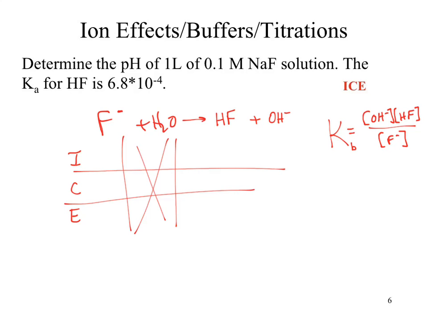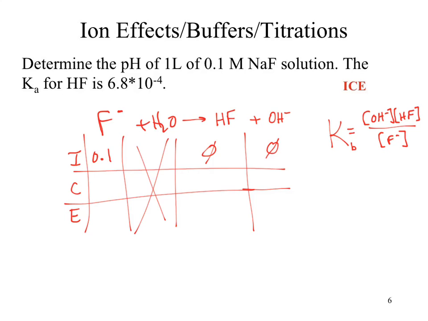We won't worry about water. What was our initial fluoride? 0.1 molar. We didn't have to worry about any kind of weird conversions on that. It was just given directly to us. What's our initial concentration of HF and OH minus? 0. What we're assuming is we take the fluoride ion, immediately dissolve it into water, and we say, don't react. Okay, now react. So the initial system is 0 for both of those.